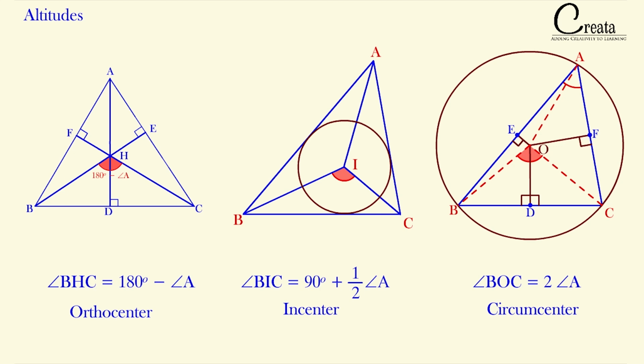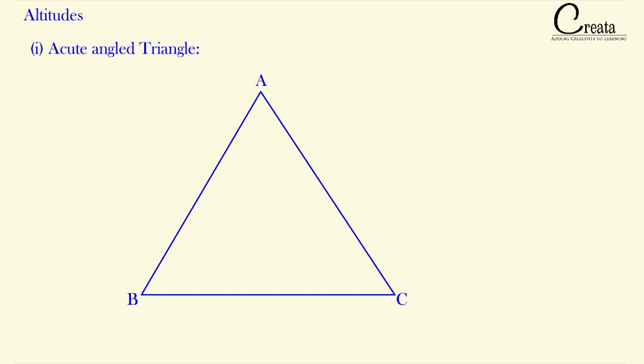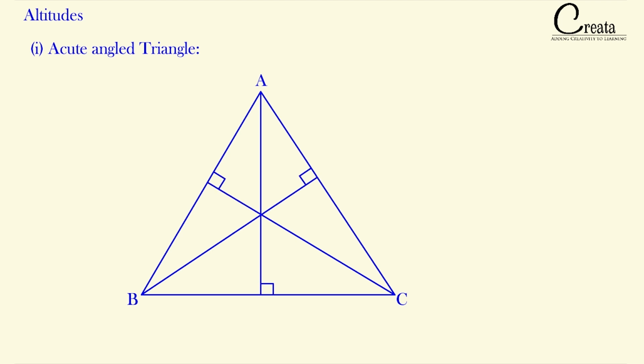Moving further, we have studied that the orthocenter is the point of intersection of the three altitudes. Now we will take different cases of triangles and see where the orthocenter is formed. First of all, we will take an acute angle triangle. Let's draw the altitudes for this triangle. These are the three altitudes, and they intersect inside the triangle. That is, the orthocenter for an acute angle triangle is inside the triangle.